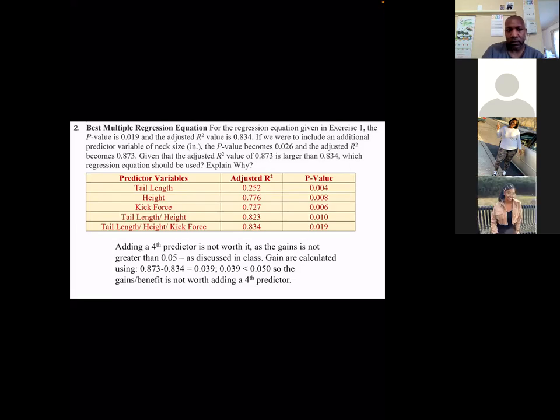Where did we get 0.873 and 0.834 from? It's in the question, right? Right. Okay. That's the regression equation for the first one. And then you add in another variable, which changes it to the 0.873, and you subtract them from each other, and then you get the number, the gains. And if it's greater than that number, then it's worth adding. If not, it's not. Pretty simple.